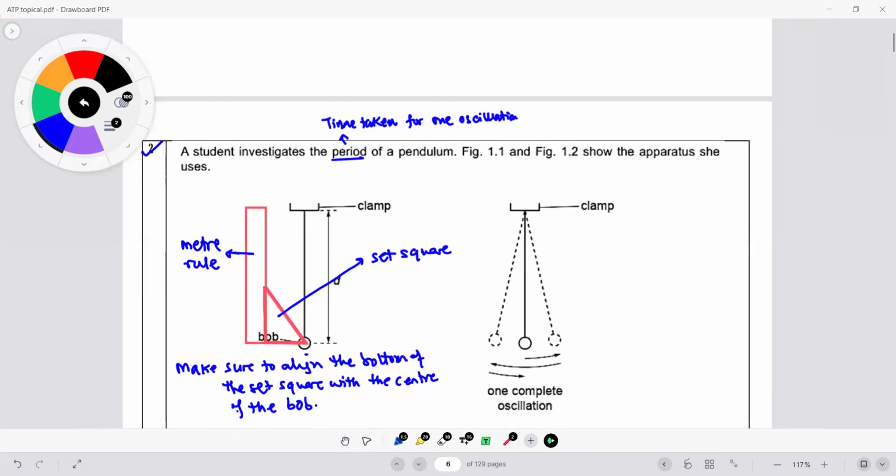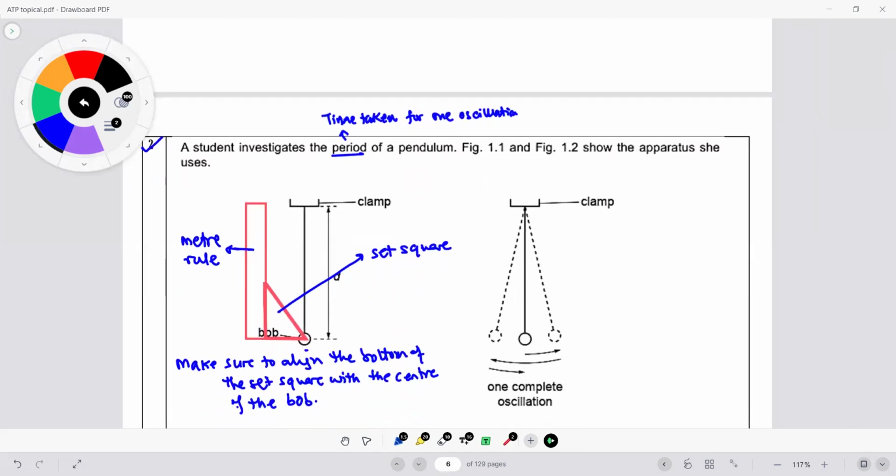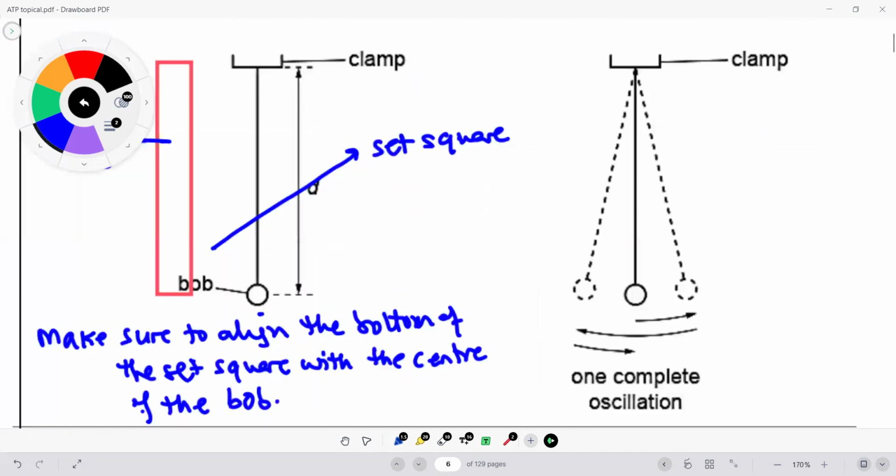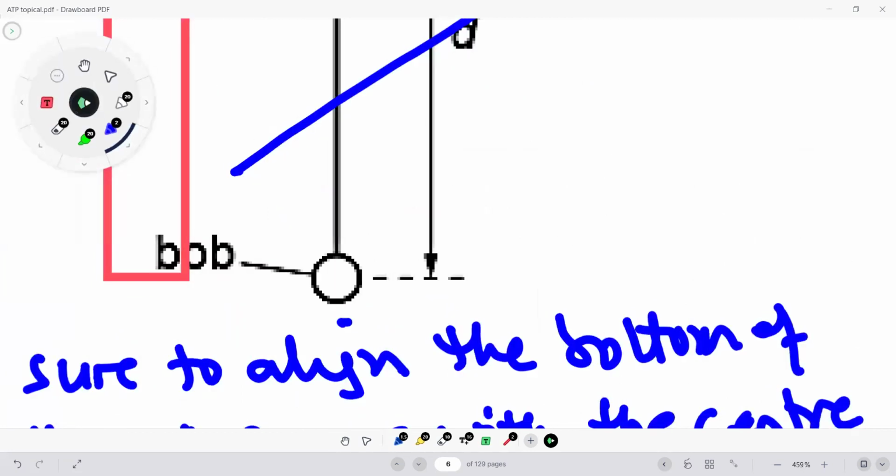A student investigates the period of a pendulum. Figure 1.1, 1.2 shows the apparatus she uses. There is a clamp and there is a metal bob, right? At the end of the thread. I want you to make sure of one thing. Please look closely. I'm going to zoom it for you. If you look very closely, this dotted line aligns with the center of the bob. This aligns with the center of the bob.